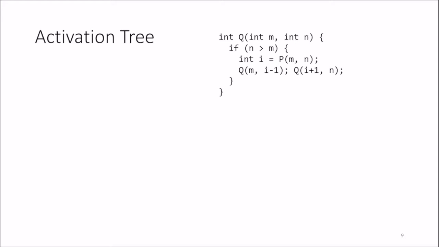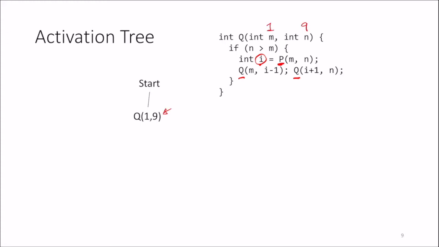So let's take an example. It's a very simple function, which is a recursive function. This function Q calls a function P and then takes a value I out of that function and calls Q, which is itself, twice, one with m to I minus 1 and then I plus 1 to n. If you look at this function and analyze its activation tree, when you start it, you give some value to m and n. So let's say m was 1 and n is 9.